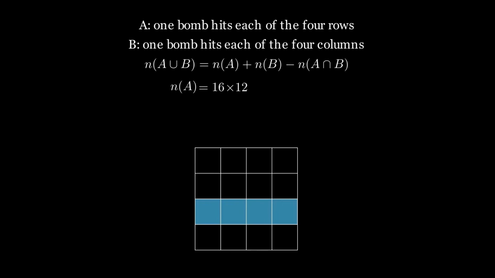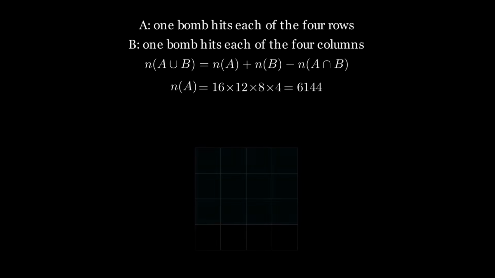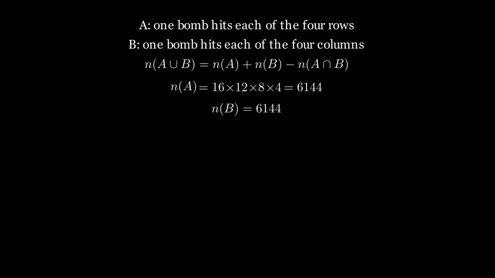Suppose the second bomb was dropped on this square. Now, the third bomb will have only 8 possible squares. Similarly, the last bomb will have 4 possible squares. Using the multiplication rule, the number of configurations that satisfy the event A is 6,144. Similarly, the number of configurations that satisfy the event B is also 6,144.